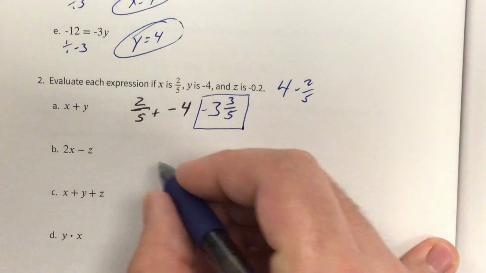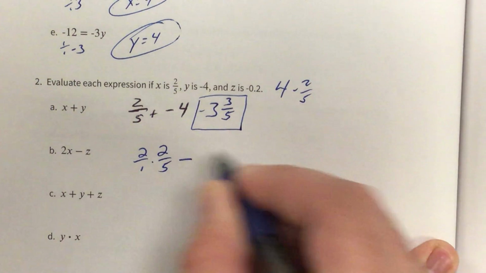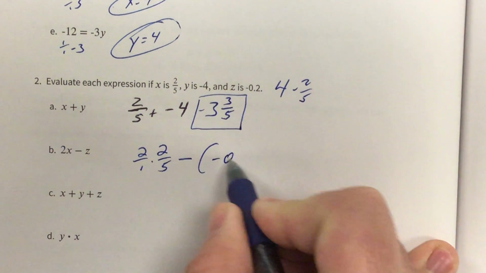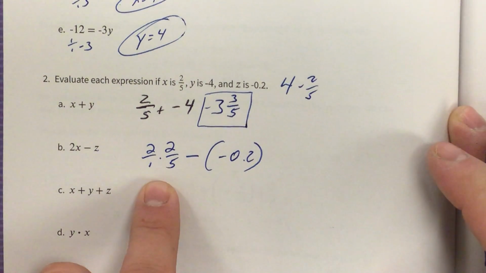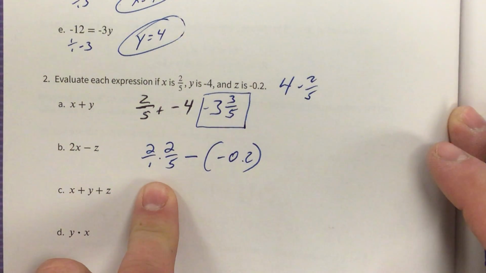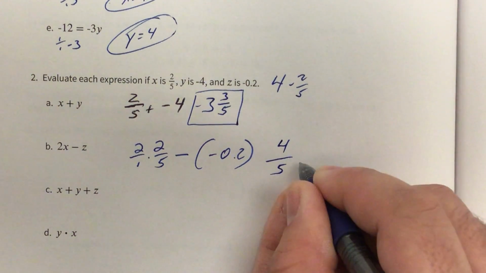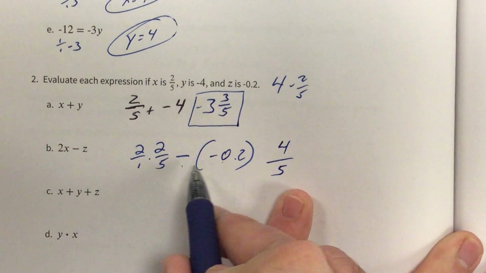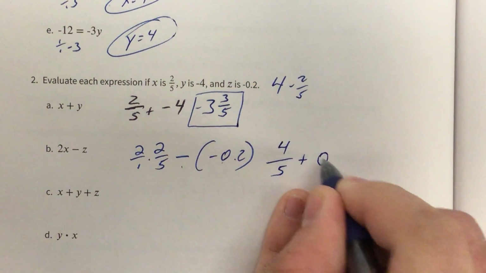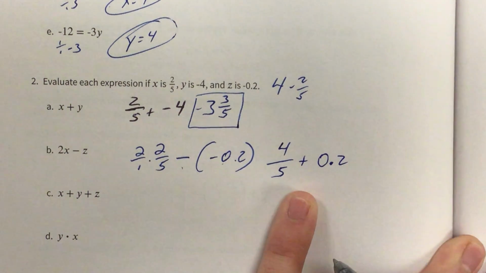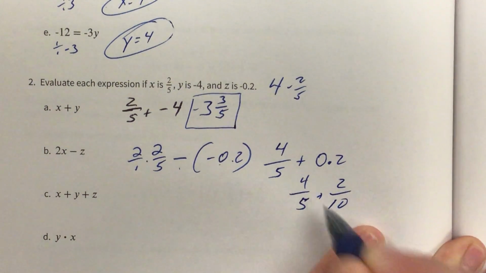Next one, 2 times x. So 2 times x is 2/5, it tells me. Minus z. So what is 2 times 2/5? 4/5. Minus a negative, that's going to turn into a plus 2/10. And again, kind of tough to see a fraction and a decimal, so you can make them the same if you wish.